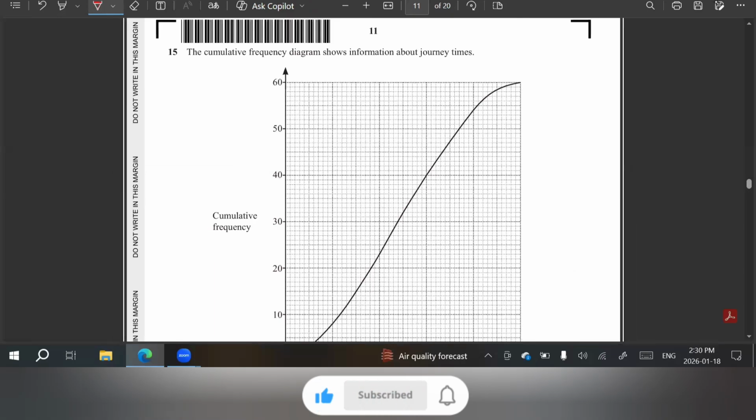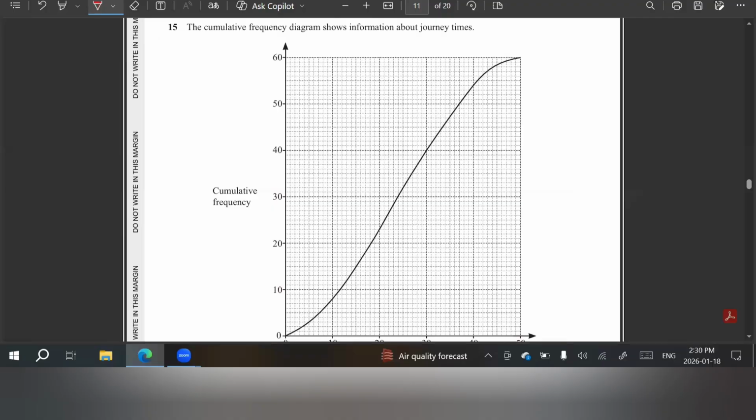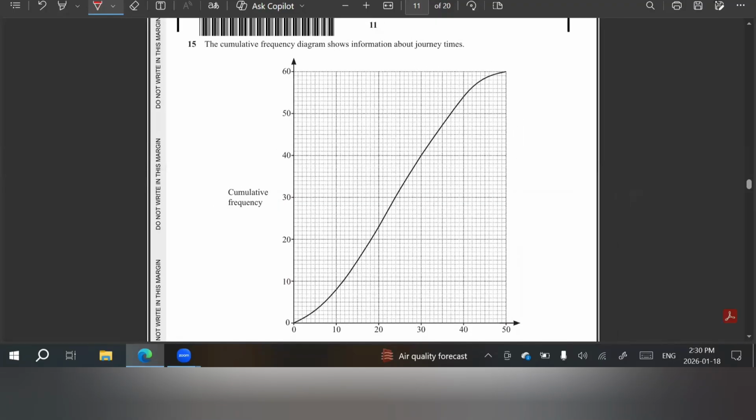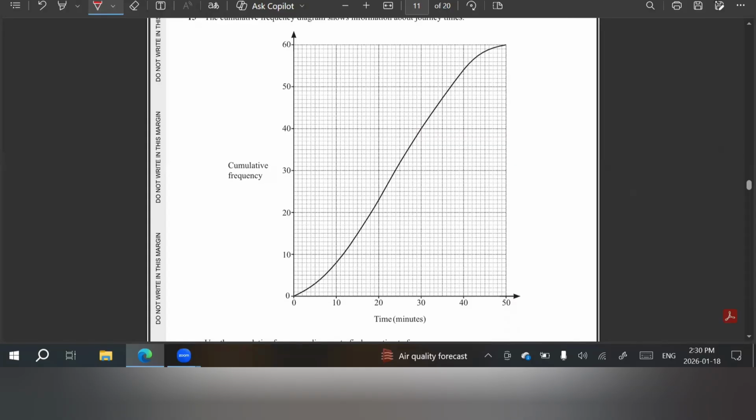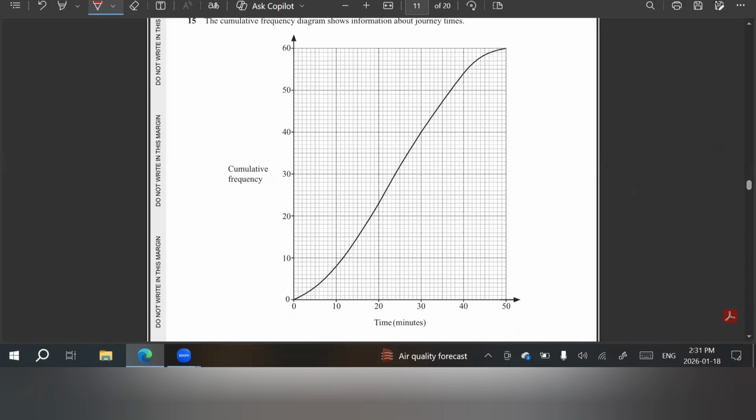Okay. So on your screen, question number 15 is showing up. The cumulative frequency diagram shows information about journey time. On the x-axis, the cumulative frequency is represented, and on the y-axis, the time taken is represented. The time is in minutes: 10 minutes, 20 minutes, 30 minutes, 40 minutes, 50 minutes. So this is the graph which they have shown us.